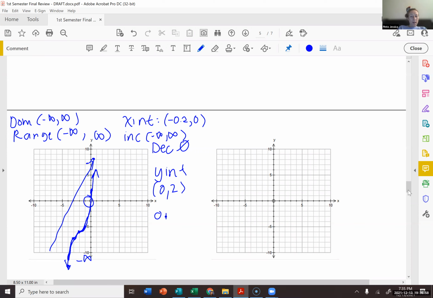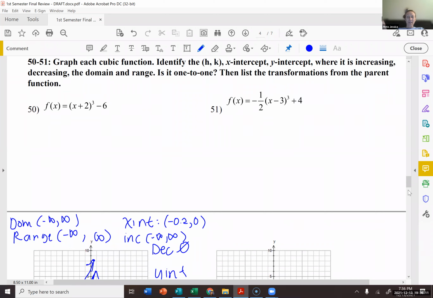For 1-to-1, the answer for these functions is yes. So let's take a look at 51. We've got a function here that's got a really interesting a. A is equal to -1/2. H, K, the inflection point is going to be (3, 4).